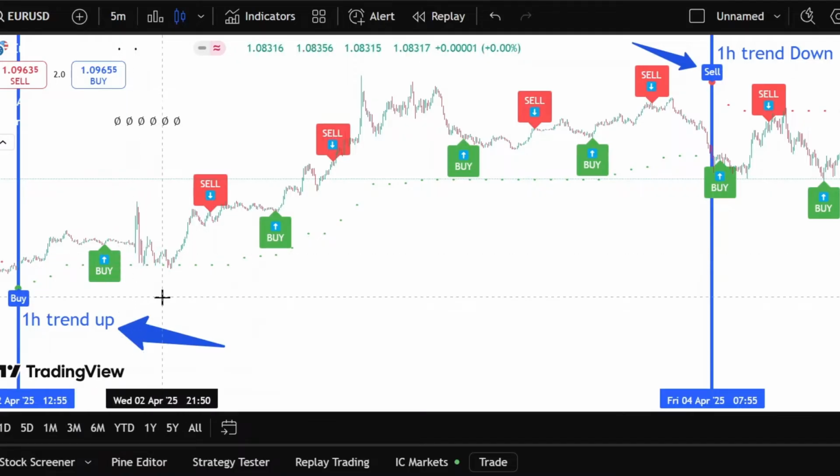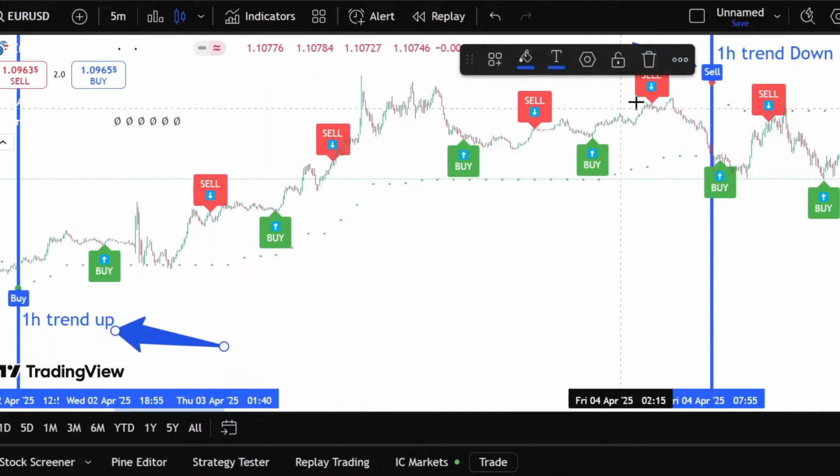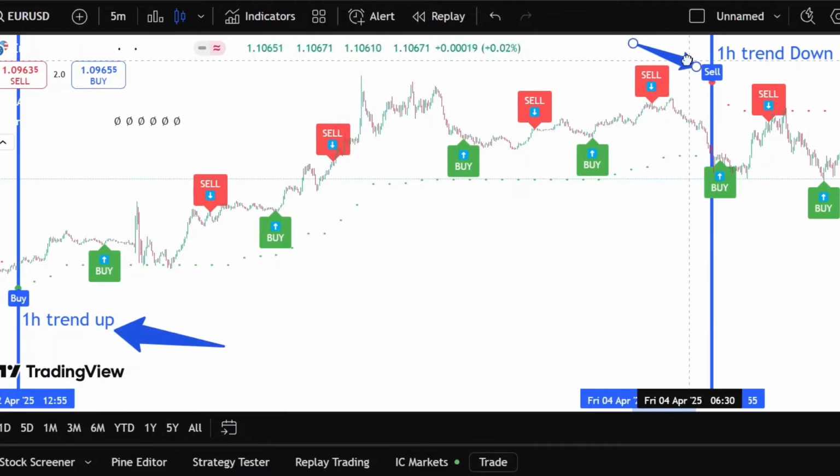The idea is simple. If the 1-hour trend is showing up, I only take buy signals. If the 1-hour trend is showing down, I only take sell signals. The ZeenAlgo indicator gives me clear buy and sell signals on the 5-minute chart. When I see a signal that matches the 1-hour trend, I enter the trade. I close the trade when the opposite signal appears, but I never trade against the trend.